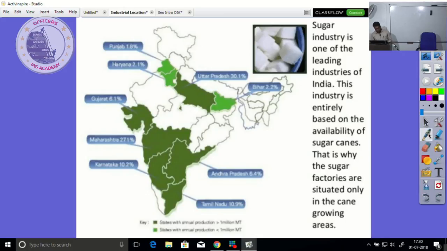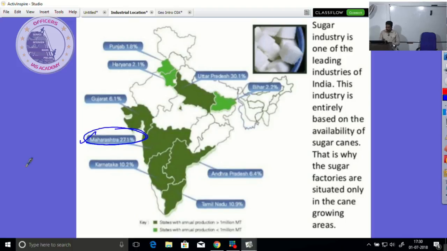Just to tell you, this is older information, but Maharashtra itself produces somewhere around 30 to 33%. Let me call it 30%. Uttar Pradesh is again somewhere around 30%. The third producer is Tamil Nadu, followed by Karnataka, Andhra Pradesh and Gujarat. These are the states in order according to their share of sugar production in India.